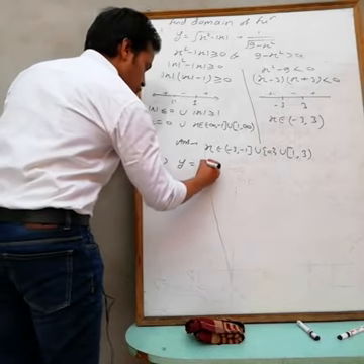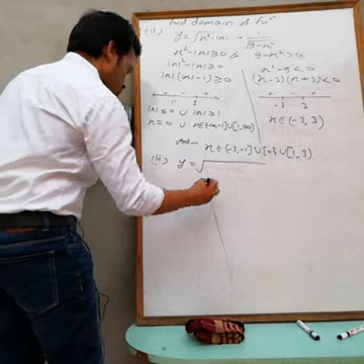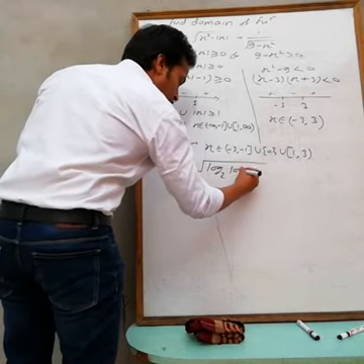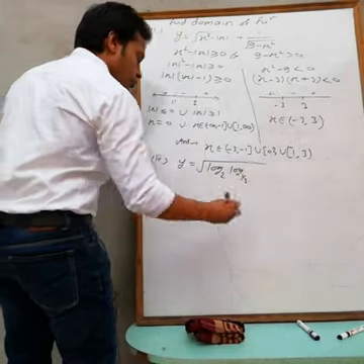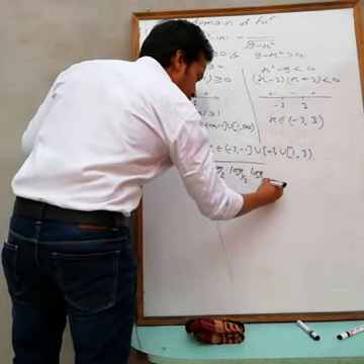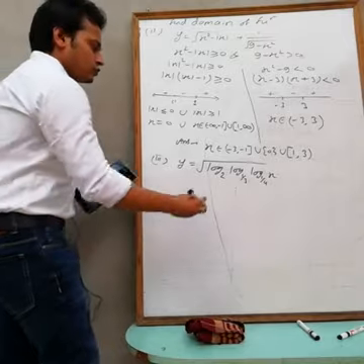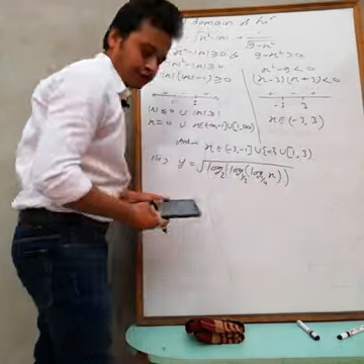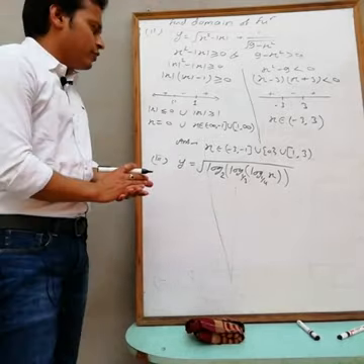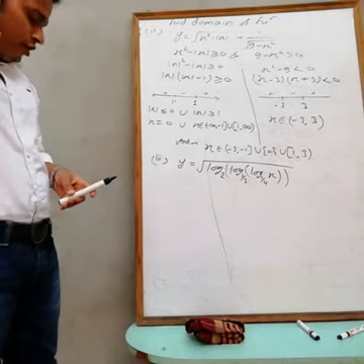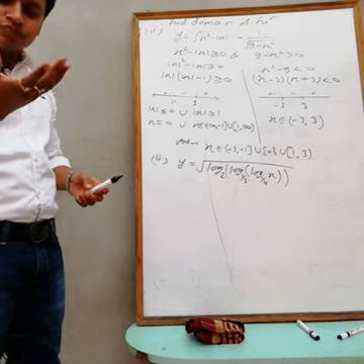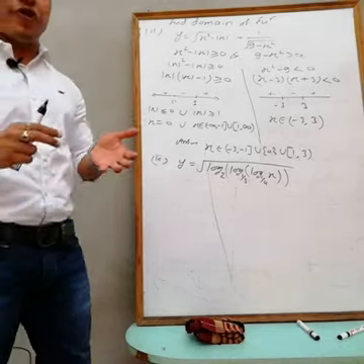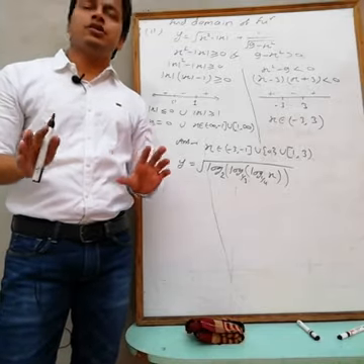Y equals to root over log 2 log 1 by 3 and log 1 by 4 x. Okay, this one. Now again we want the domain of this function. To find the domain of this function, just start from outside. Domain means values of x for which the function is defined.